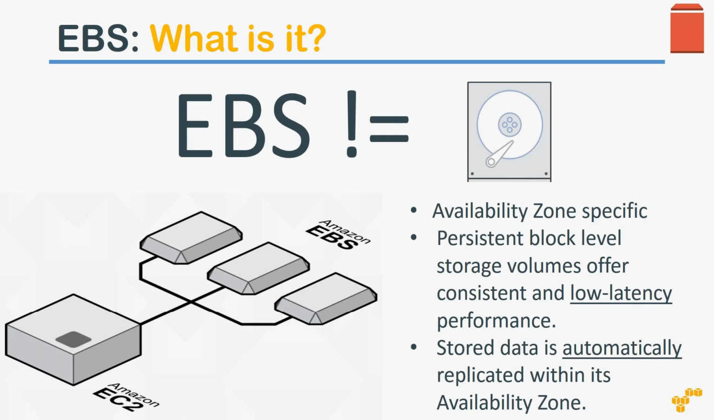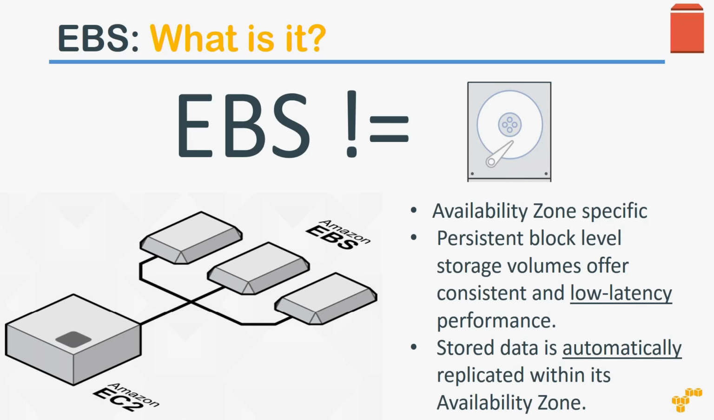You don't have to worry about having two disks, creating RAID volumes and mirroring them, or doing striping and all those things. You don't have to worry about disk failures in this case because it is automatically replicated at the availability zone level. And remember the other thing, it is availability zone specific.